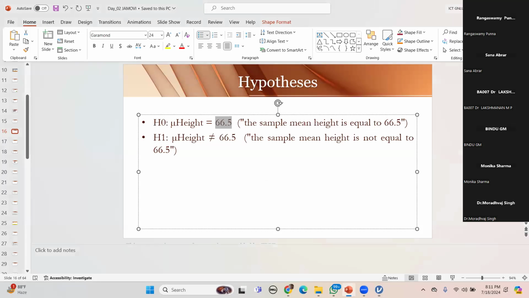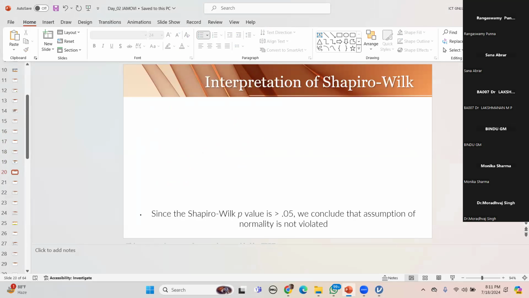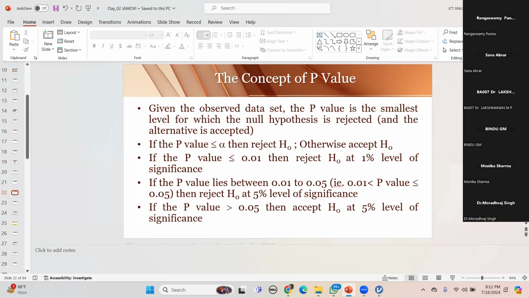Now, when it comes to the p-value for any test, given the observed data set, the p-value is the smallest level at which the null hypothesis is rejected. If you want to understand how to make the call using the p-value, if the p-value is less than the alpha value, we are going to reject the null hypothesis. For example, p-value is less than 0.05, 0.001. What are these 0.01, 0.05? These are the significance levels.